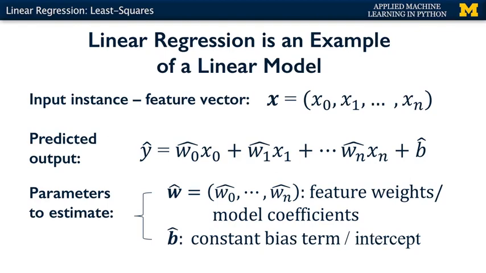For example, in the simple housing price example we just saw, w0 hat was 109, x0 represented tax paid, w1 hat was negative 20, x1 was house age, and b hat was 212,000. We call these wi values model coefficients or sometimes feature weights, and b hat is called the bias term or the intercept of the model.